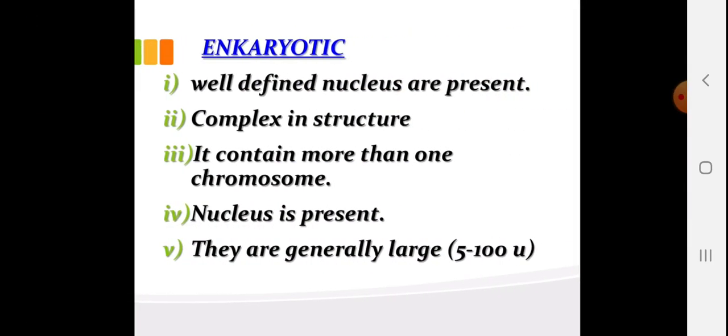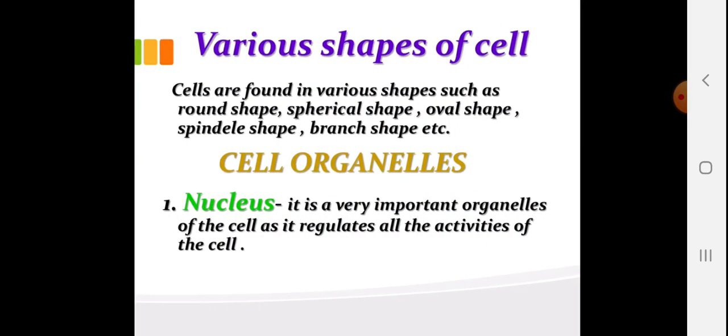Whereas eukaryotic, a well-defined nucleus is present inside, complex in structure. It contains more than one chromosome. Nucleus is present. They are generally large, which is 5 to 100 micrometers. Various shapes of cells. Cells are found in various shapes such as round, spherical, oval, spindle and branched shape.